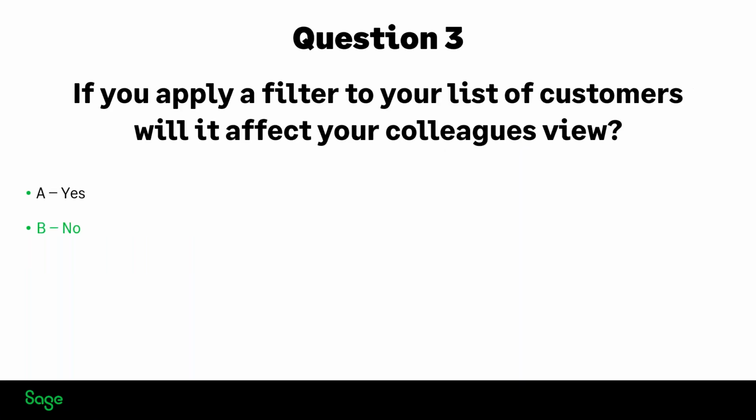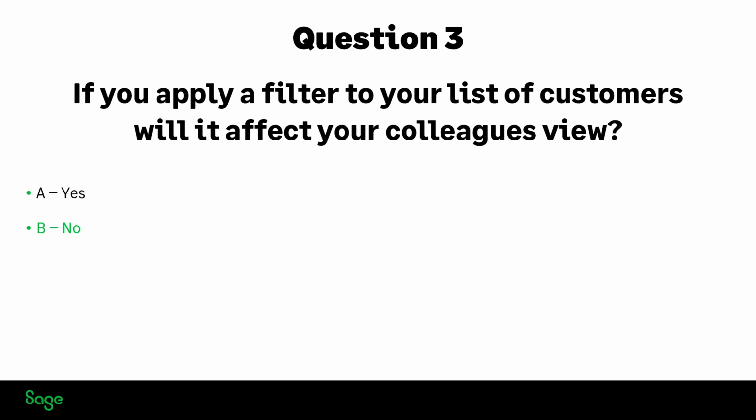Question 3, if you apply a filter to your list of customers, will it affect your colleagues' view? It won't. When you apply a sort or you filter your list, it saves that information, essentially the records that are displayed. It will save that as a file to your data directory, and it will use your username for that one. So it's specific to you. If you went onto your colleague's PC and logged on as yourself, then the filtered list would follow you around, because it would pick up that setting, but it won't affect your colleagues.